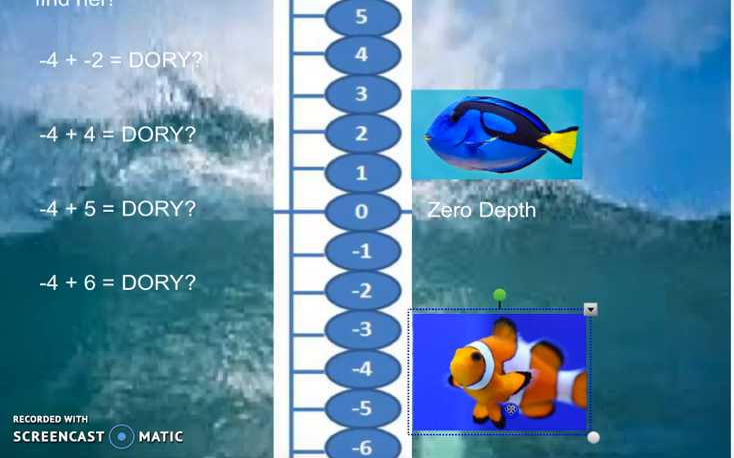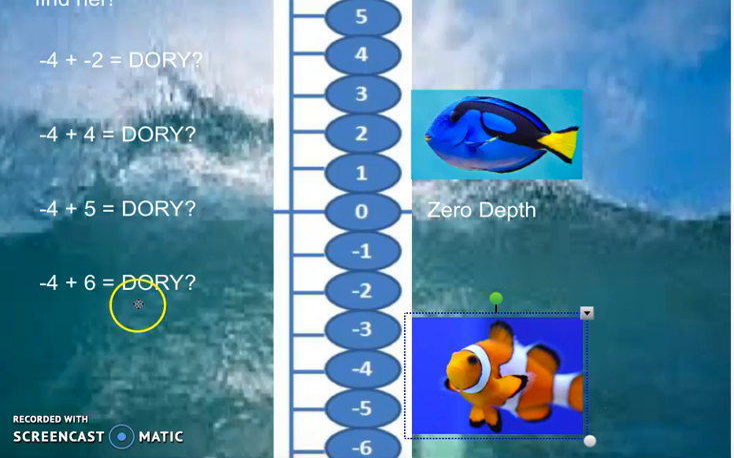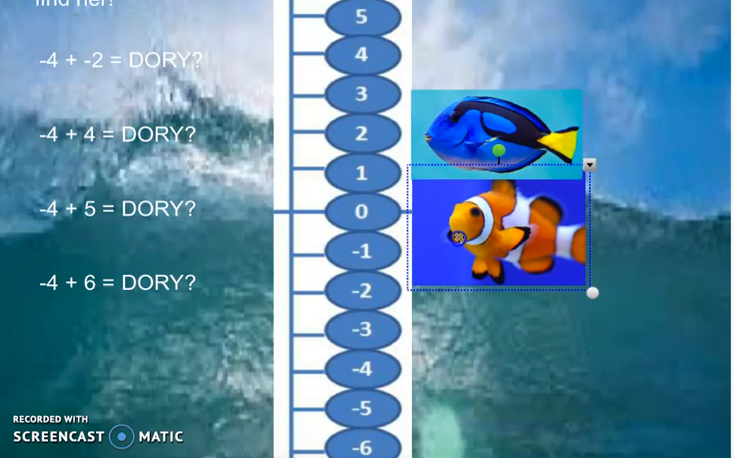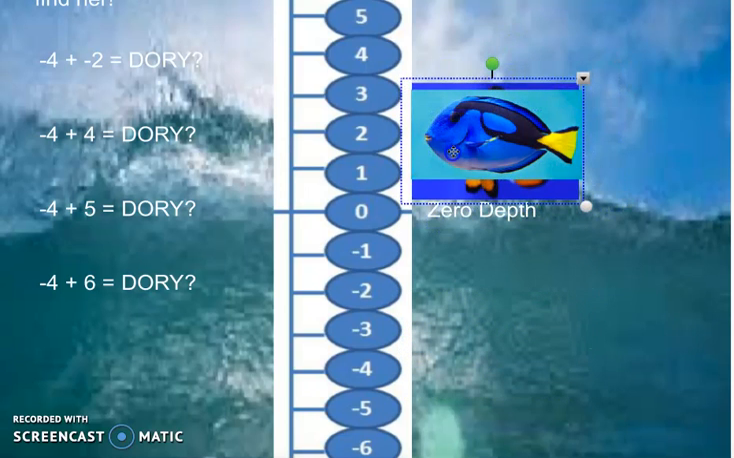Now, hopefully the last one works. Let's start at -4, and it says face the positives again. So we face forward, or face up, and then we move forward 6 spaces: 1, 2, 3, 4, 5, 6. And guess what? He found Dory. Yay! And Dory was at +2.